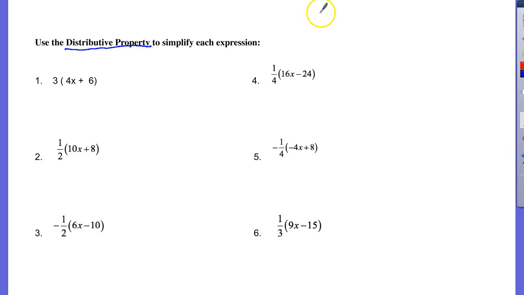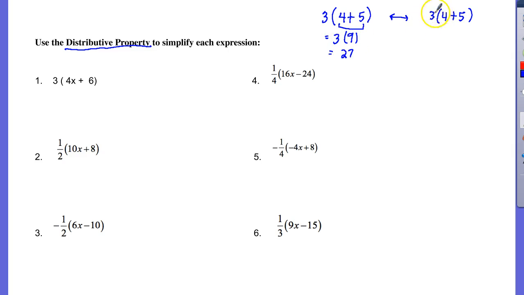Say, for example, you have 3 times (4 plus 5). And then I'm going to solve this in two different ways. Say I want to solve this by using order of operations. So I'm going to work inside. 4 plus 5 is 9. And then I still have 3 there. And then 3 times 9 is 27. So what I did here was work inside the parentheses and then multiplied.